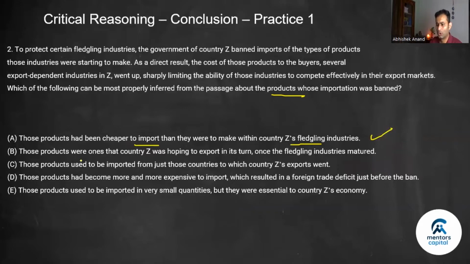Look at B. Those products were ones that country Z was hoping to export in return. We can't say this. Which error is this that I mentioned in the first class? Bola hi nahi. Look at number C. Those products used to be imported from just those countries. I don't know from which countries it was imported. So again, this is the same error, which is bola hi nahi. In such questions, the most common error is bola hi nahi. Look at D. Those products had been more expensive. Again, same error, which is bola hi nahi. E. Those products used to be imported in very small quantities. Again, I don't know. Bola hi nahi. So A is a straight cut answer.